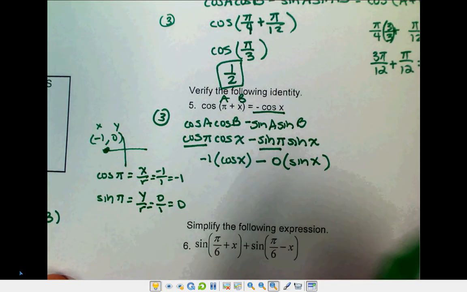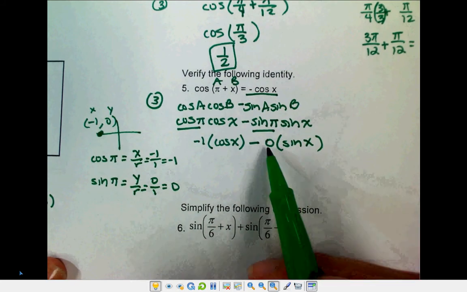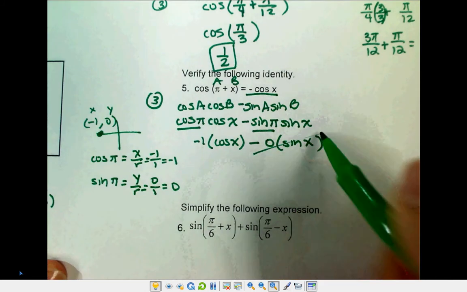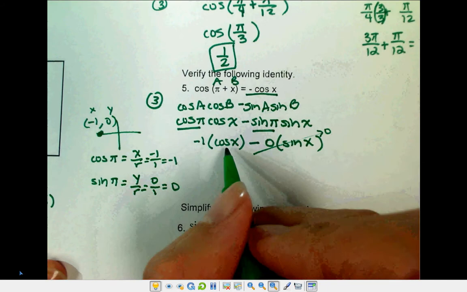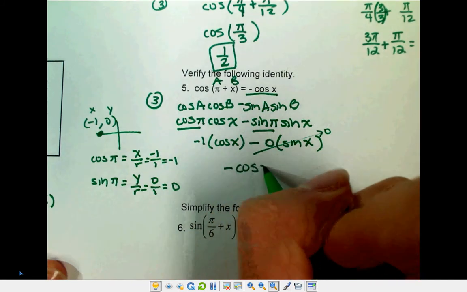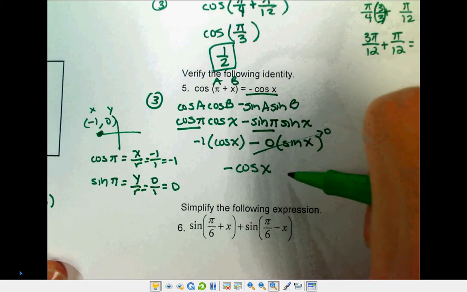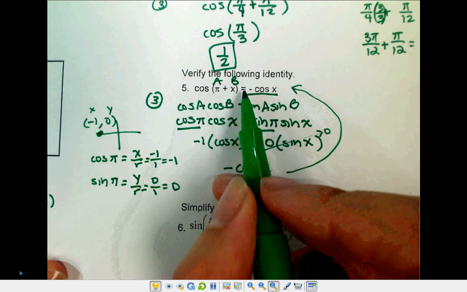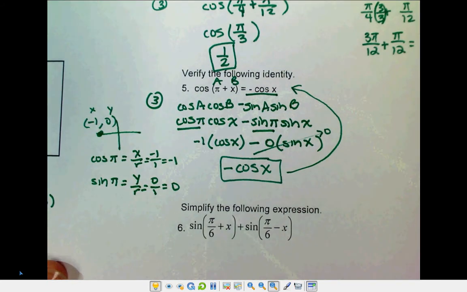We can't simplify these two because we don't know what x is. Okay, so 0 times anything gives us 0. So this whole thing just cancels out to give us 0. -1 times cosine just gives me negative cosine. And that is indeed what we wanted to end up with, because we want to verify that this right here simplifies to negative cosine. So this is correct, and we are done with this problem.